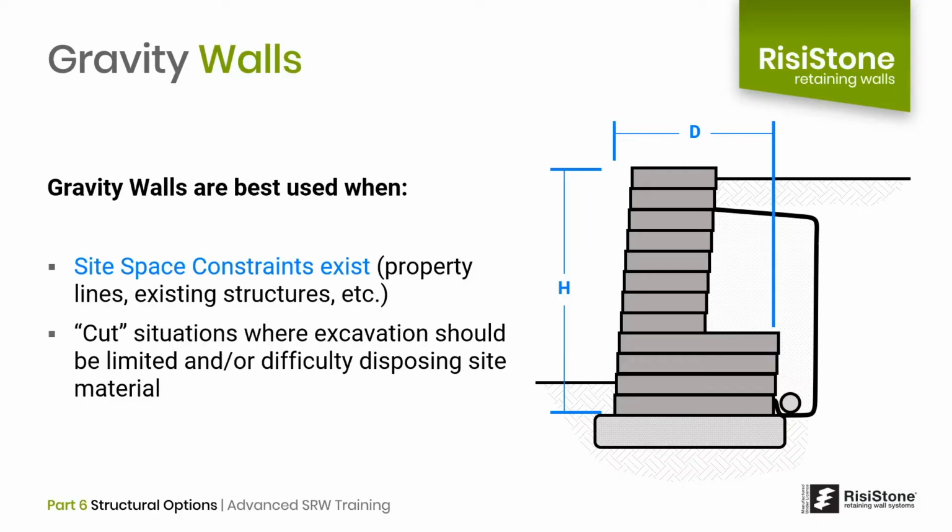Gravity walls are best used when site space constraints exist, such as property lines or existing structures, and in cut situations where excavation should be limited and/or it's difficult disposing of the material.